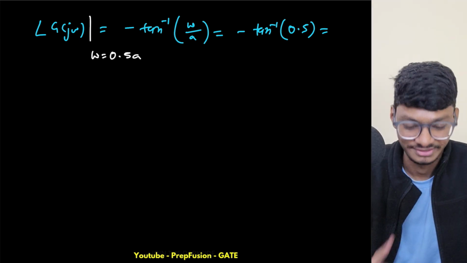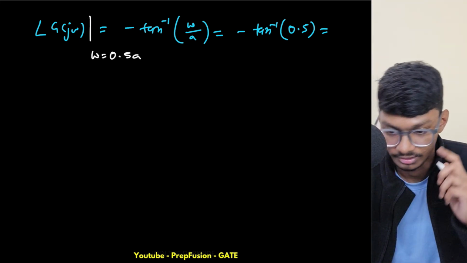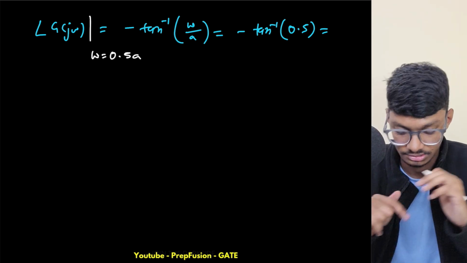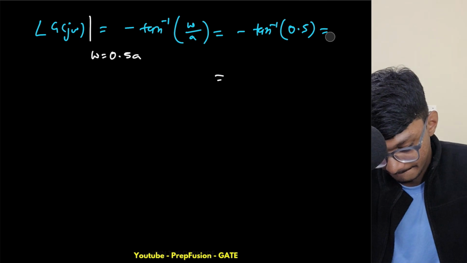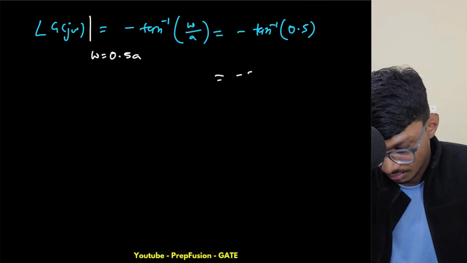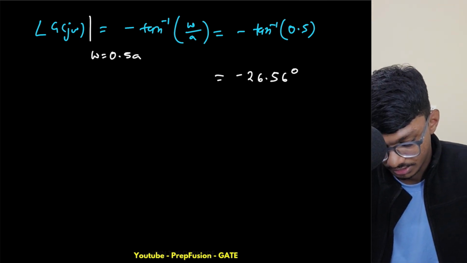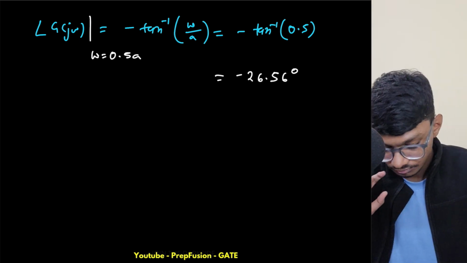I told you guys to remember this formula, tan inverse 2 and tan inverse 1 by 2, they are simply 90 minus of each other. So this will be minus 26.56 degrees.